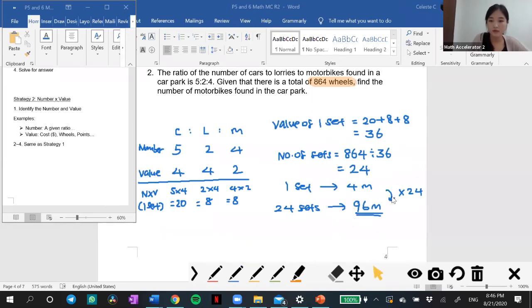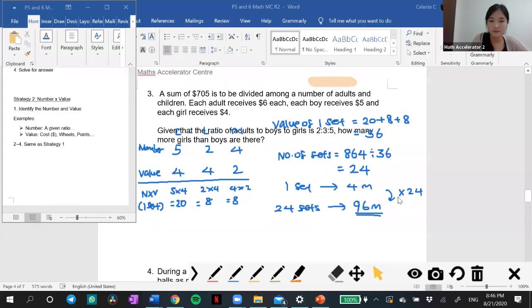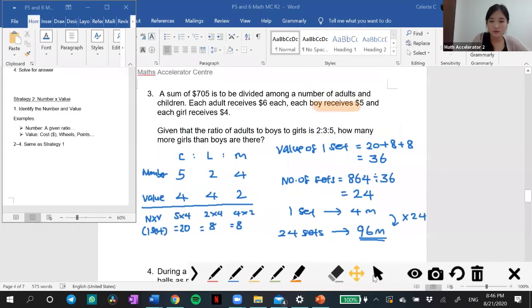Okay, when you're done, go on to the next page. Okay, this is question 3. For question 2, I'll leave it here a bit longer. So if you are looking at question 3 already, then you carry on with question 3.